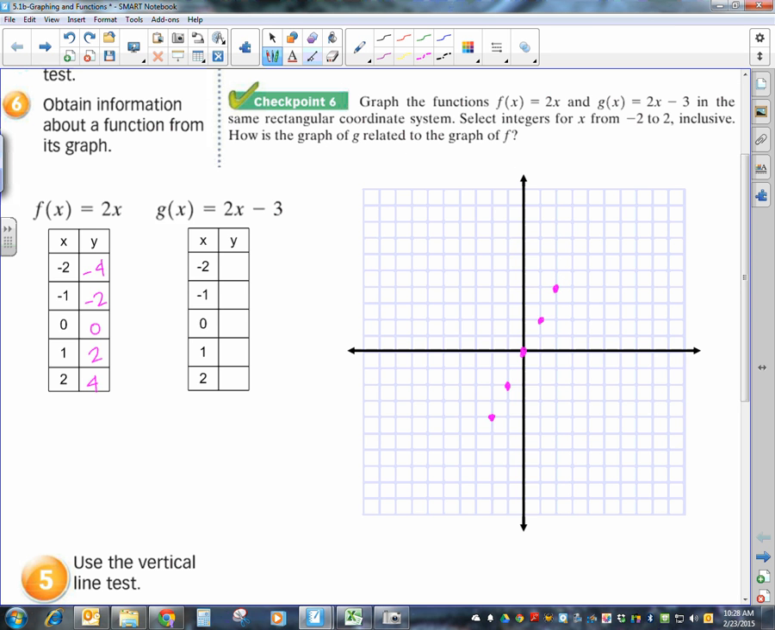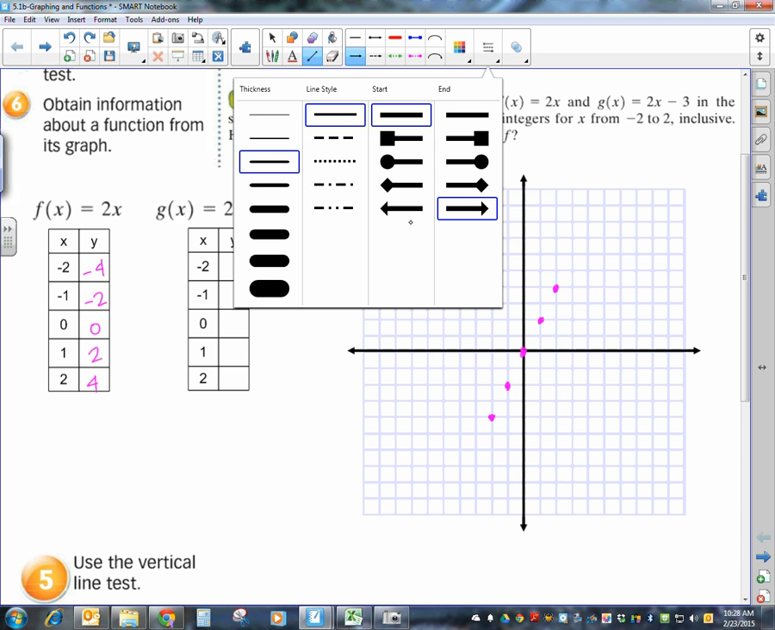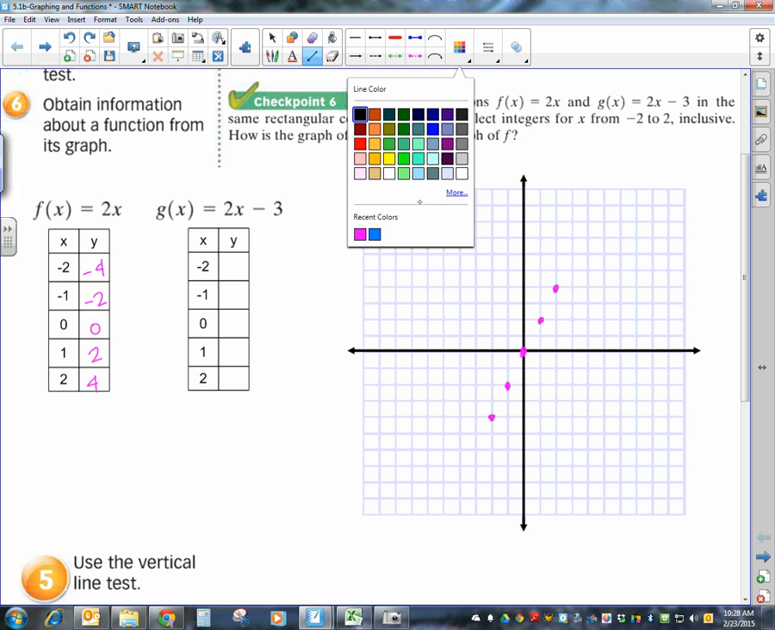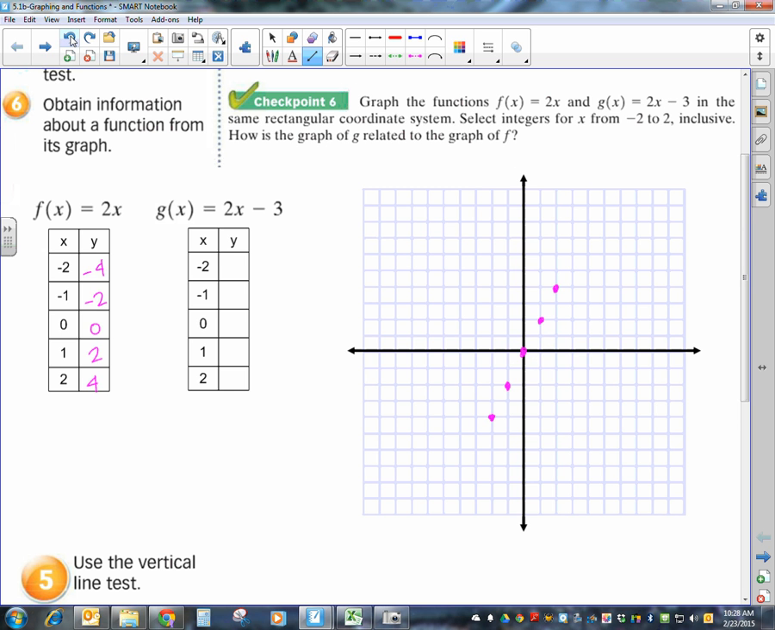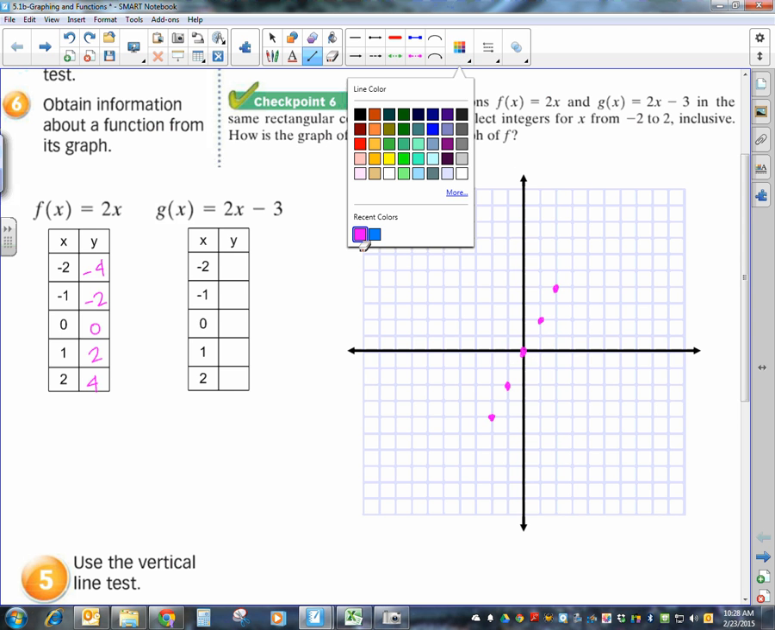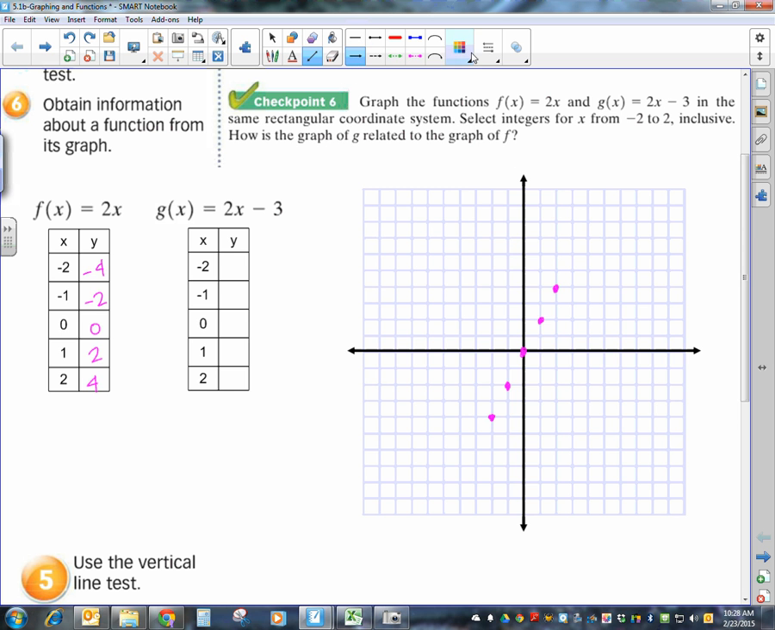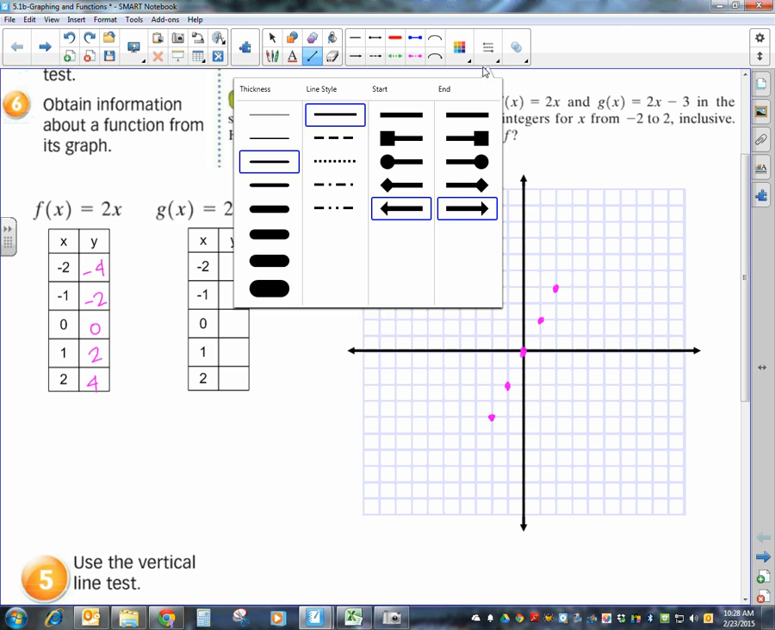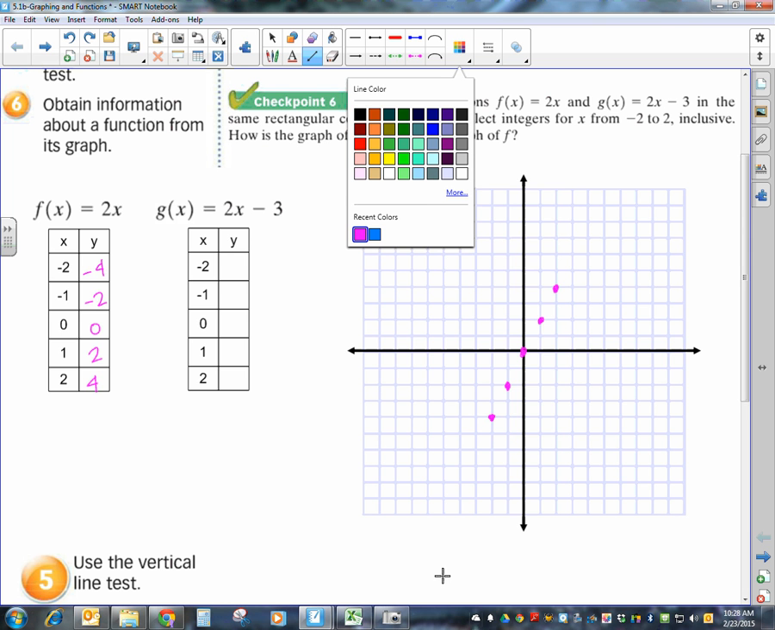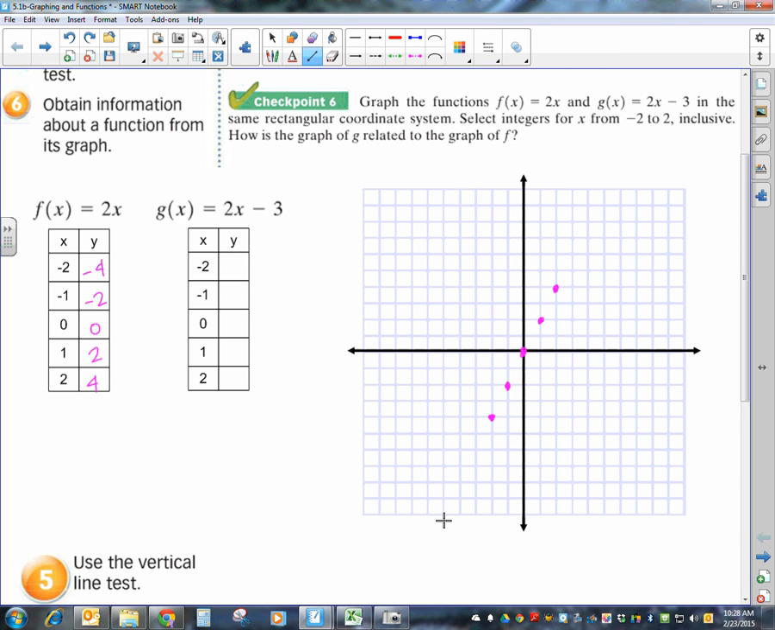So do your best to get those points accurate, and then you're going to connect them. We can tell that they look like they're in a line together, so we are going to graph them as if they are in a line together. That's not what I wanted to do. Let me check that I have the right line color. All right, let's try that again. So when I draw my line to connect my points, we have this.